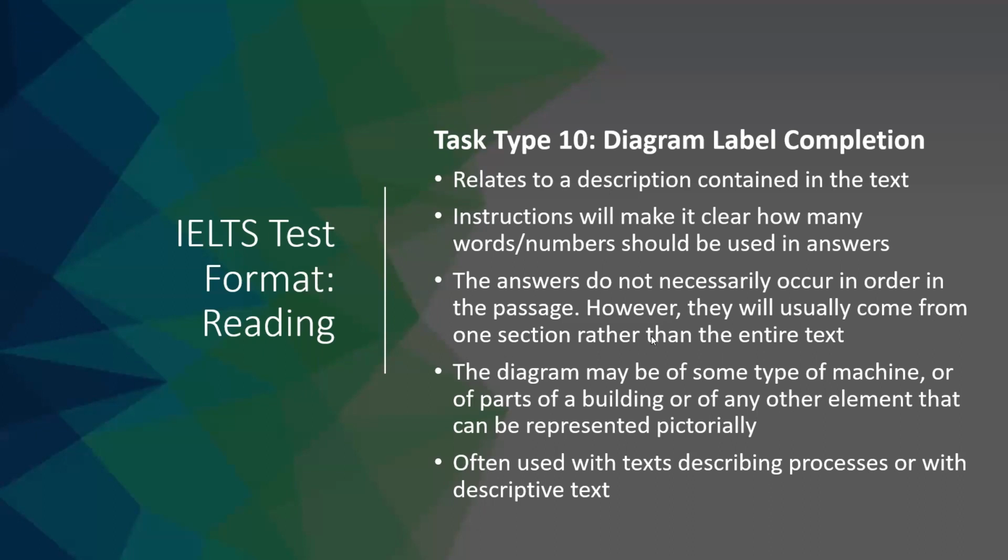Now, in this kind of question, label completion, answers may not be in the same order or sequence as the information. However, they will usually come from one section. They will not be from the entire text, but from some part of the text. The diagram may be of some type of machine or parts of a building or any other element that can be represented pictorially. So anything that can be given in form of picture, illustration, diagram can be given.